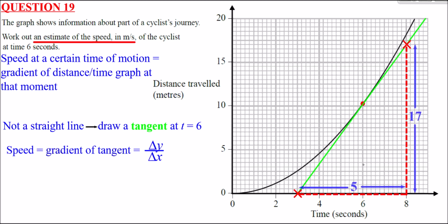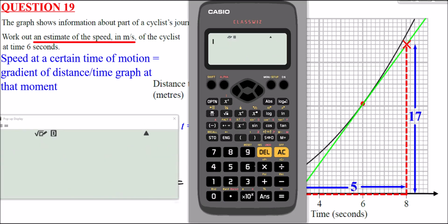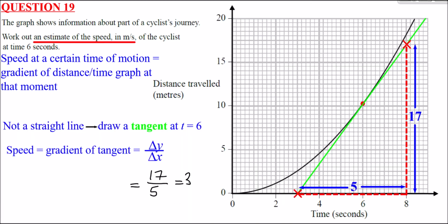So write that down on your exam paper to show to the examiner you know what you're doing. So now all we need to do is to compute that. So it's going to be 17 over 5. Use a calculator if you want to. 17 divided by 5. We get here 3.4. And that's an estimate of the speed. So 3.4 meters per second, or ms minus 1. In fact, I'll keep it as meters per second. That's more of an A-level notation. So 3.4 meters per second.